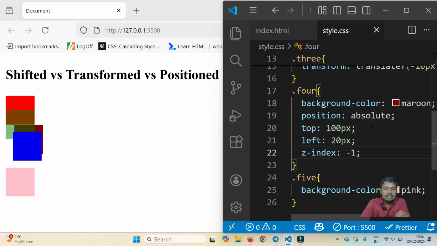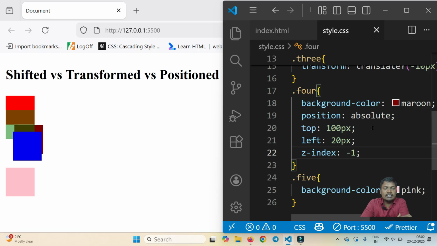All learners become very confused regarding this, and they ask many questions like this: a shifted element is also overlapping another element; a transformed element is also overlapping another element. But they are not obeying the z-index value. How do we learn the concept of what is shifted, what is transformed, what is positioned in the overlapping?